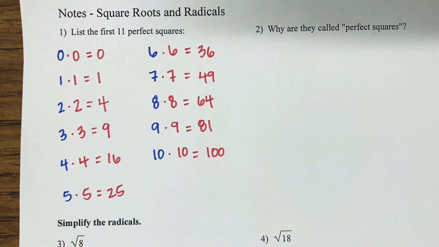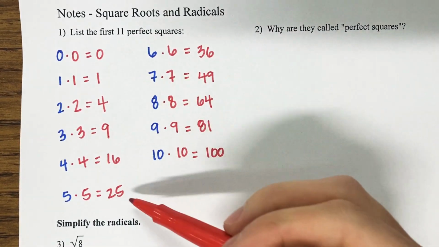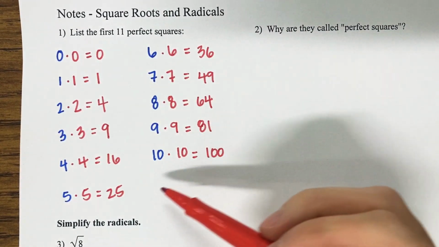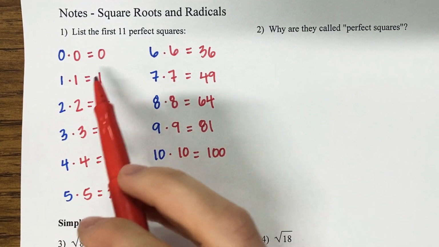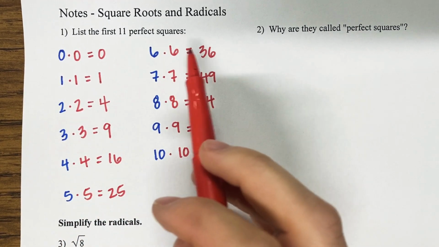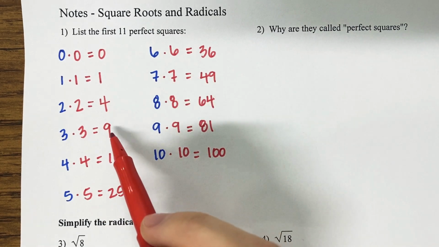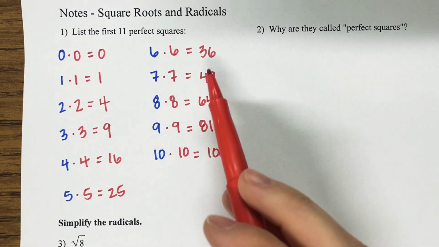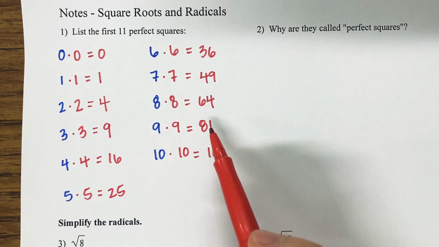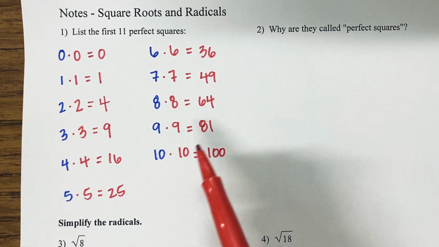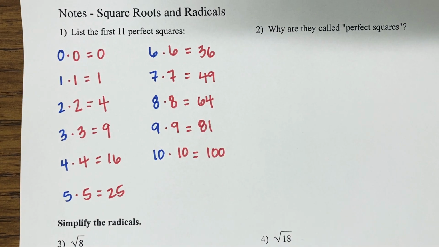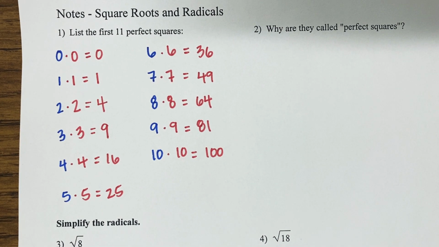So the answers that we got are our perfect square numbers. It's when you multiply a number times itself and it gives you that number. So we know that 0, 1, 4, 9, 16, 25, 36, 49, 64, 81, and 100, and more numbers if we were to go past 10, would be perfect square numbers.